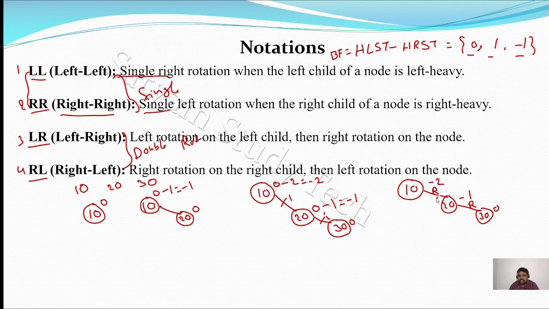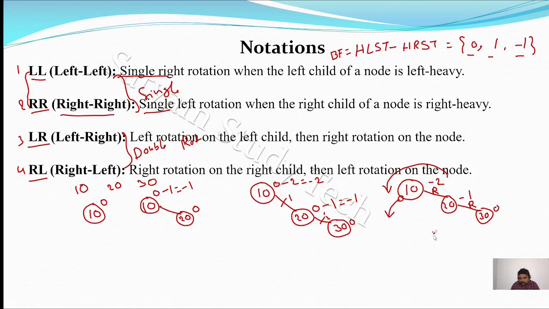Now you can see here it is right, so you have to perform a single rotation. Which type of rotation? Whenever you see right, you have to perform the left rotation. So here you rotate left. That means just take the thread here and pull down in the left direction.